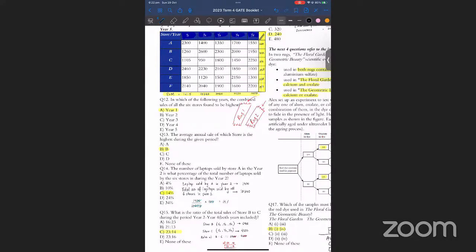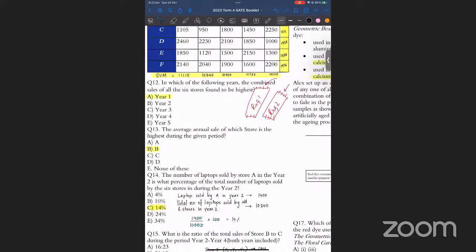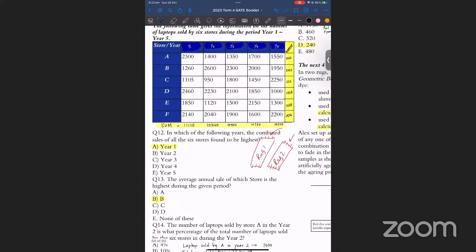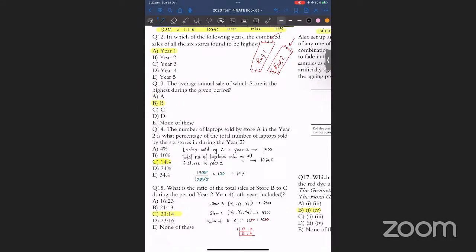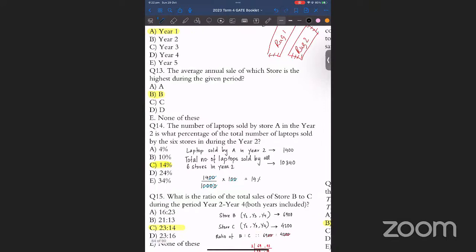Okay. So I'm not going to go through question 13 because question 13 is very easy. You just have to add up the numbers and divide by how many numbers there are. So it's a simple way to find averages. And you can look at the answer key. It's very, very easy maths. 14, we've already done it in this class earlier. And it's also very easy. But I'll show you, actually, we haven't done 14, but I'll show you. Laptops sold by A in year 2 is 1,400. Laptops sold by all the stores in year 2 is 10,340. You divide them together and you get 14%. Well, the exact answer is 13.5, and 14 is the closest one.